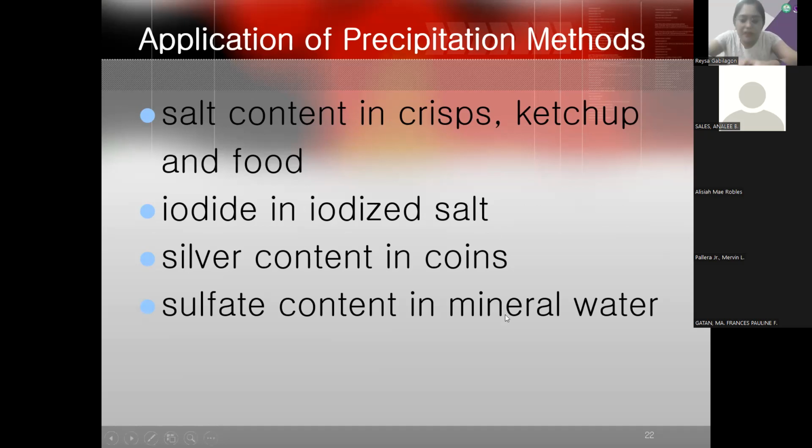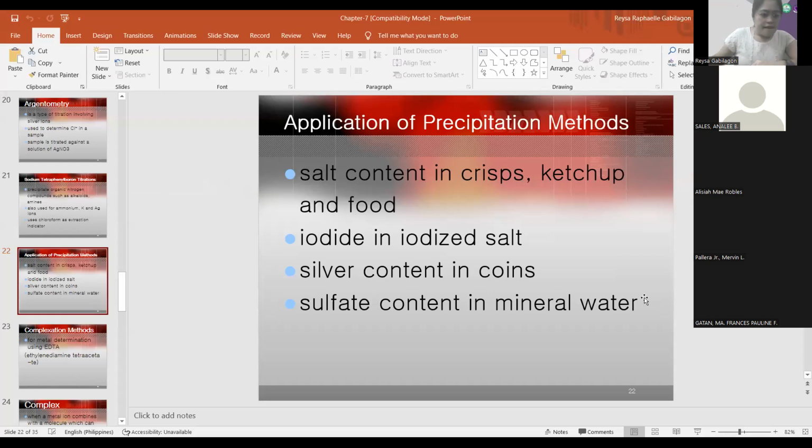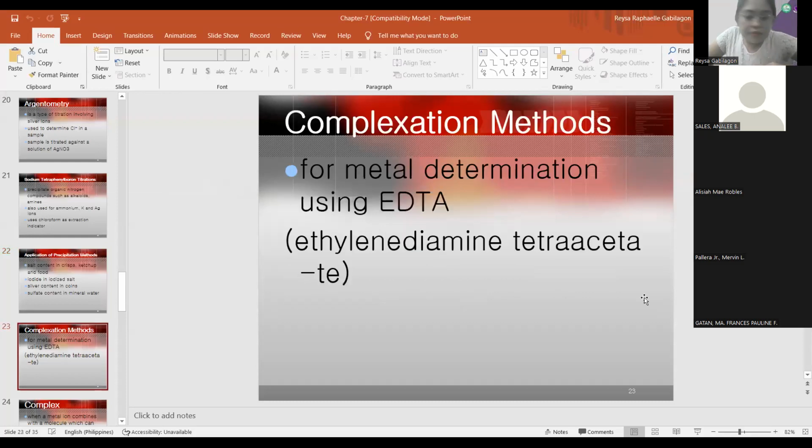Can I time pa ba ako? Time. It's 4:25. But I think we can end our discussion here. Questions sa precipitation methods. Oh, matapos ko ito next.